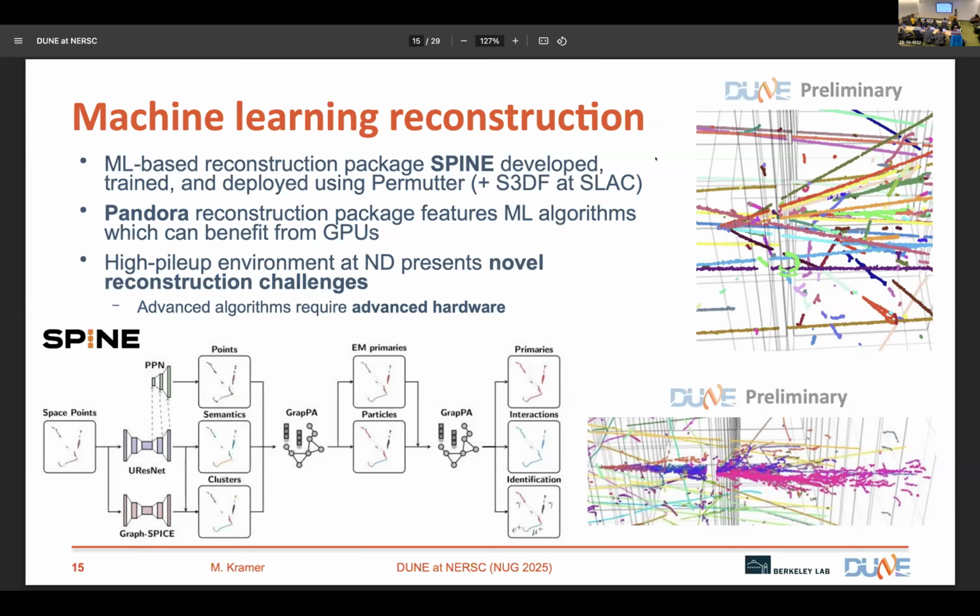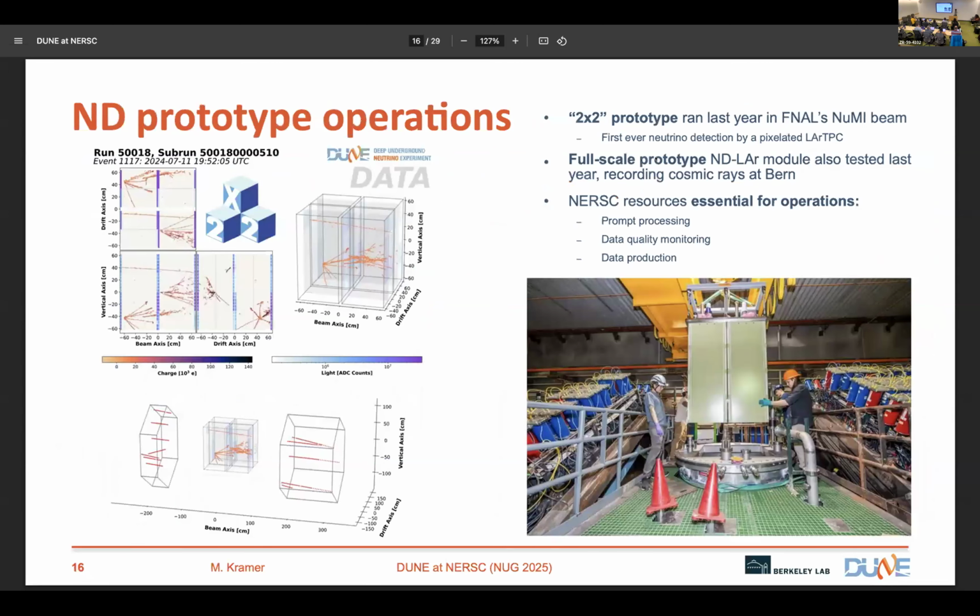And the key point about reconstruction from the near detector is that you've got a lot going on. You have multiple interactions, and you have to somehow associate a bit of charge here with either this interaction here or that one there, and it gets pretty tricky. And so you need advanced algorithms in order to do that. And of course, for that, you need correspondingly advanced hardware. So it's been great to have the resources that we get here at Perlmutter.